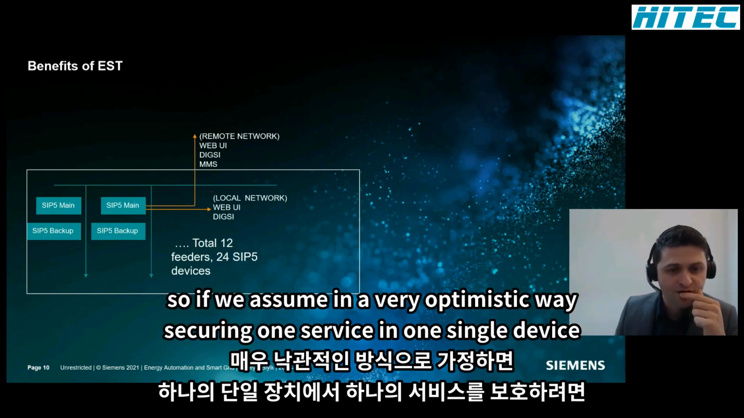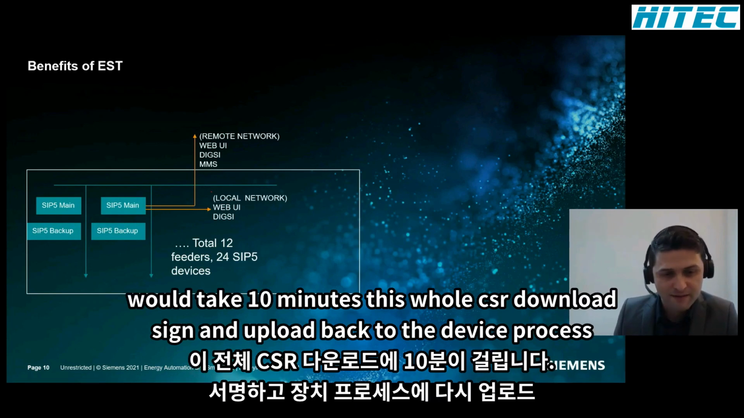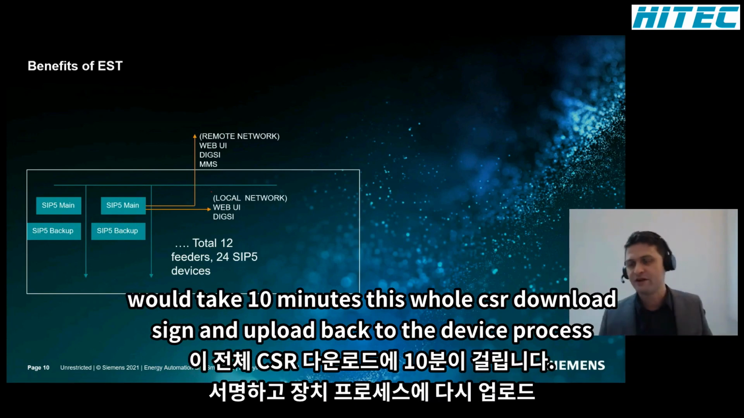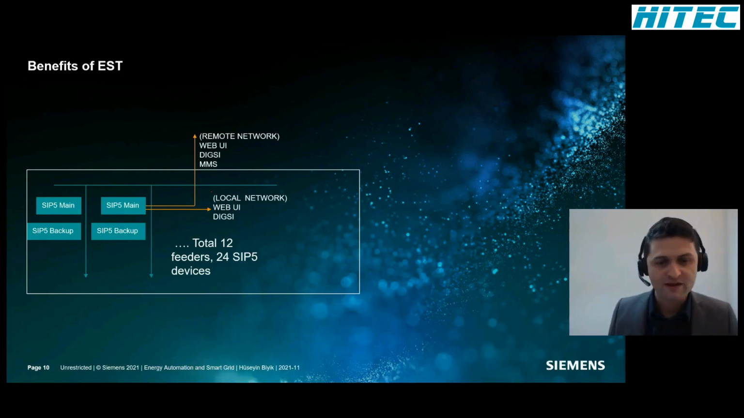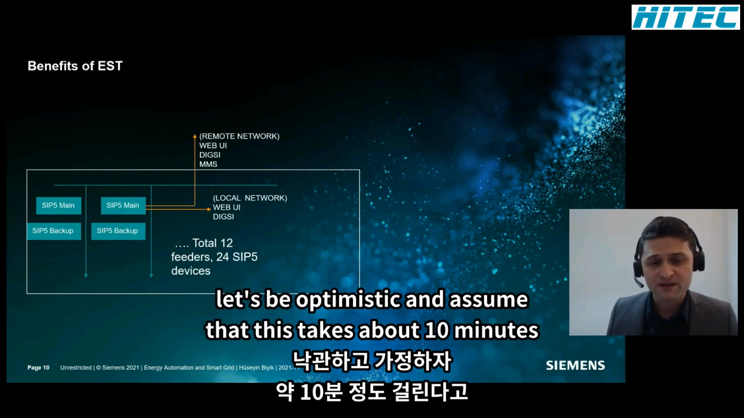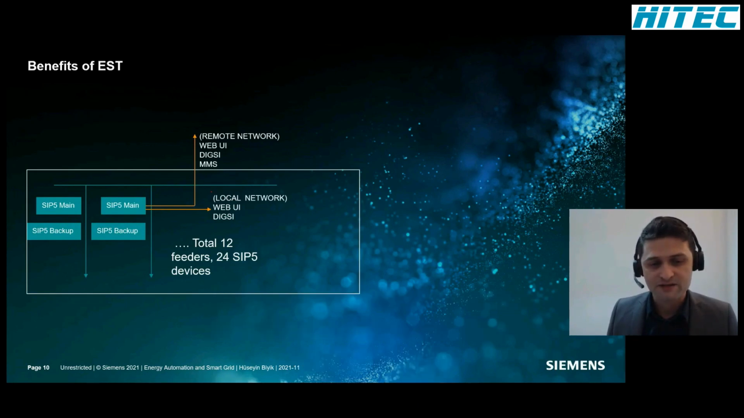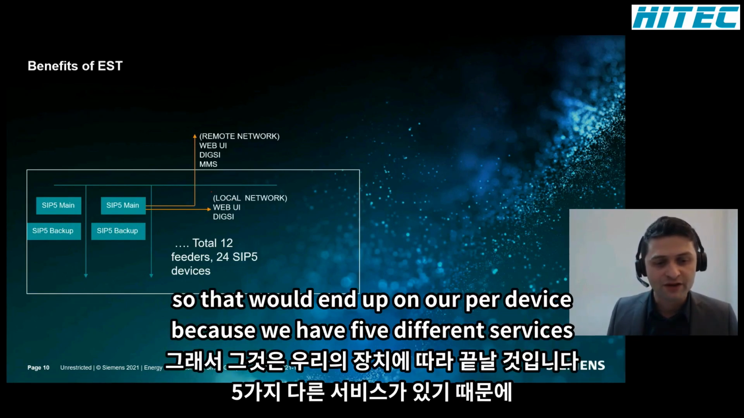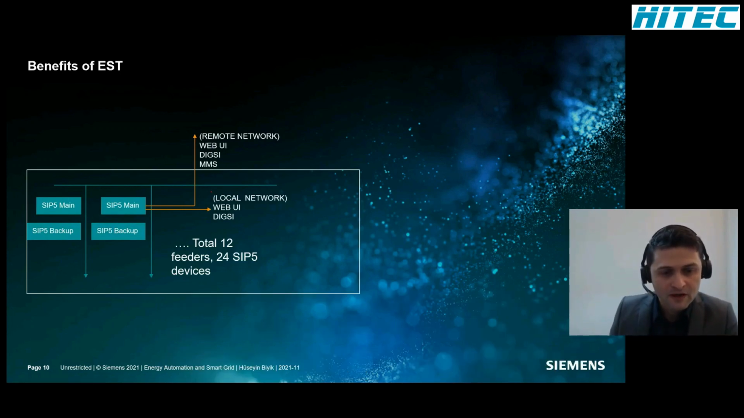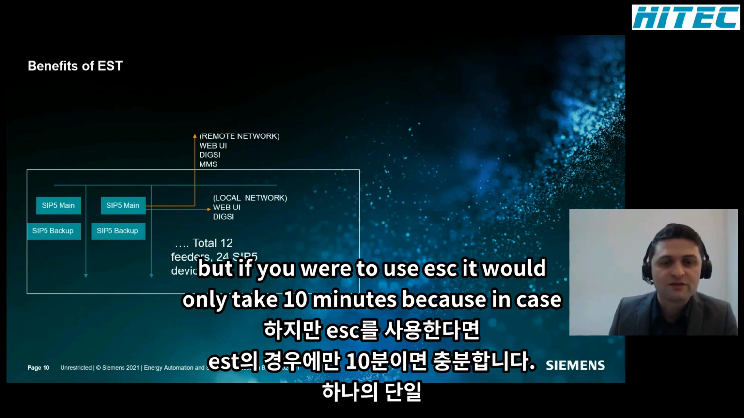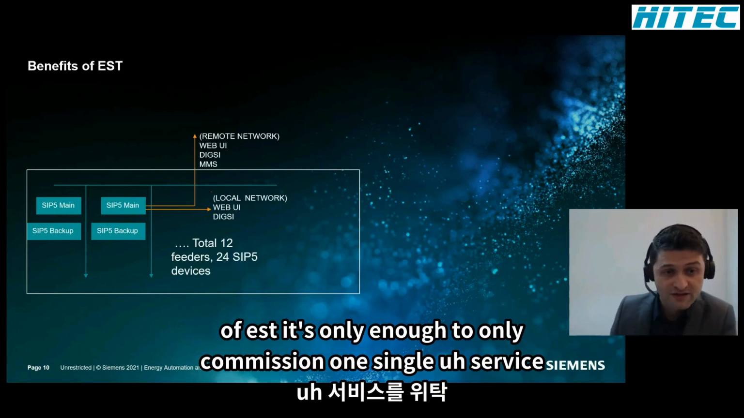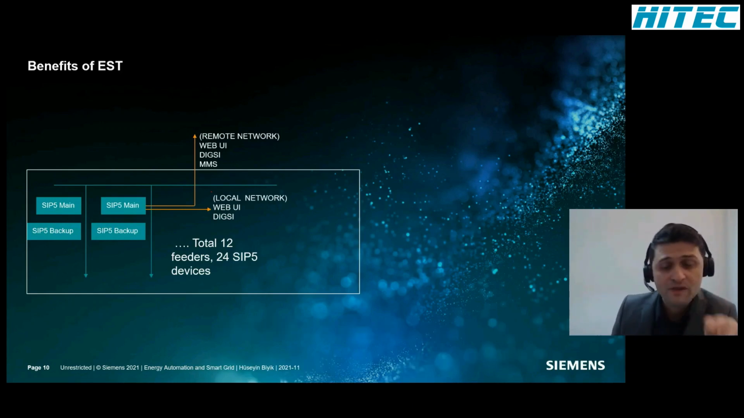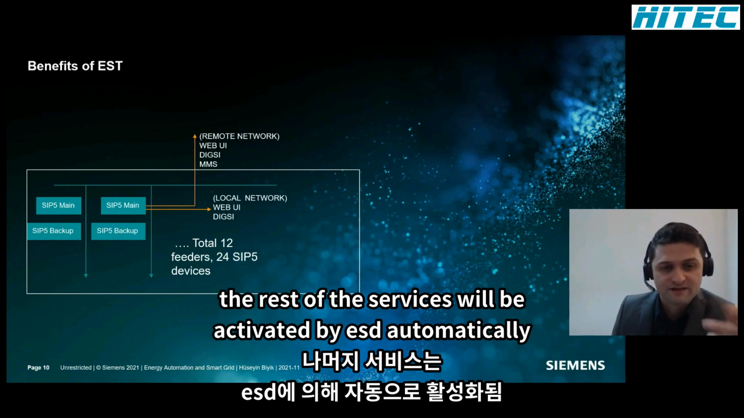So if we assume, in a very optimistic way, securing one service in one single device would take 10 minutes, this whole CSR download, sign, and upload back to the device process, let's be optimistic and assume that this takes about 10 minutes. So that would end up as 1 hour per device because we have 5 different services. But if you were to use EST, it would only take 10 minutes because in the case of EST, it's enough to commission only one single service. The rest of the services will be activated by EST automatically.